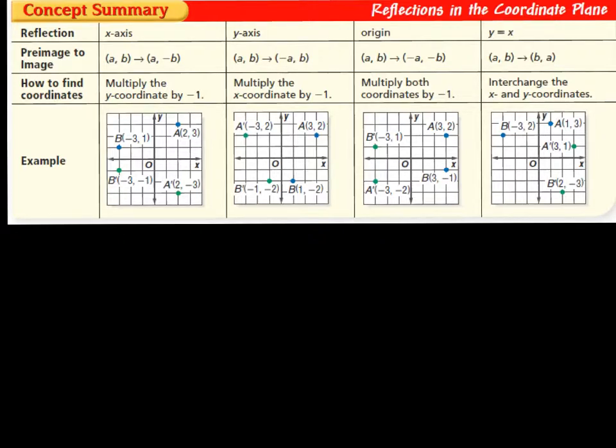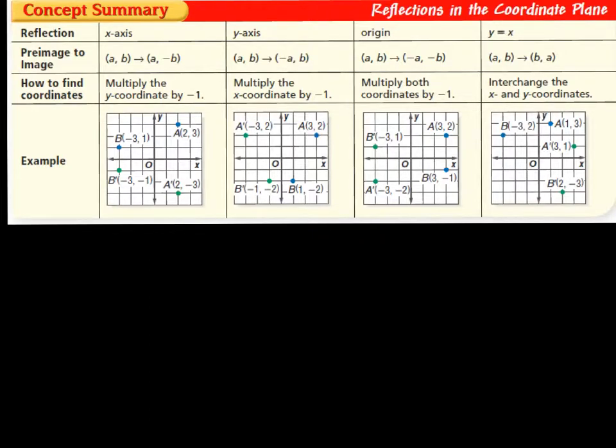So to reflect over the x-axis, we just replace our b with negative b, or multiply the y-coordinate by -1, which makes sense. Instead of going 3 units up, I want to go 3 units down. Instead of going 1 unit up, I want to go 1 unit down. That reflects me over the x-axis.